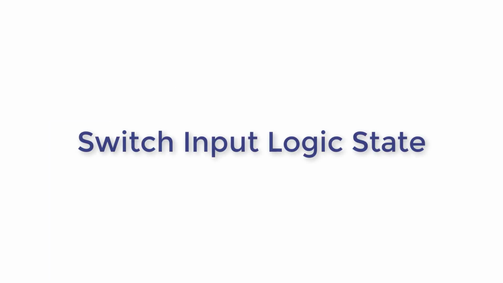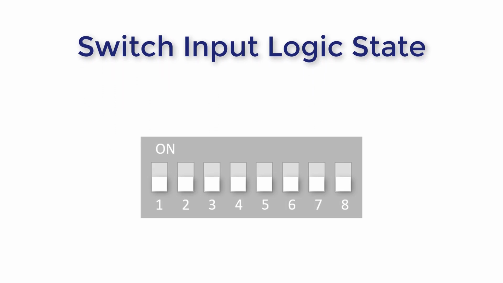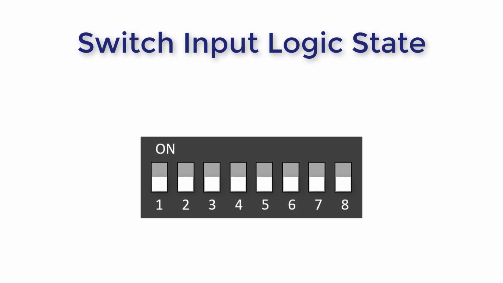Now there is just one more thing to configure for the switch inputs, and that is the logic state that you want the switches to be in when the switches are opened and closed. The logic state of the switch inputs is configured using switch number 7 of the system configuration dip switch.